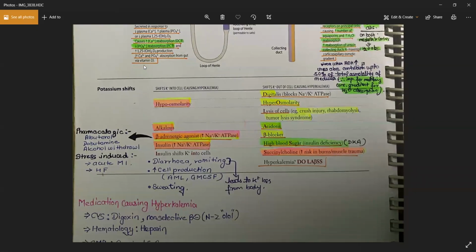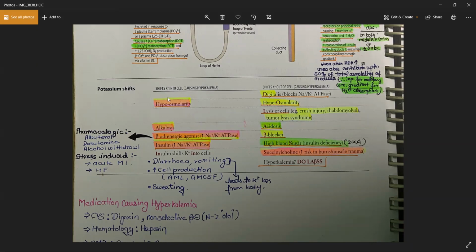Yes. Then you have the potassium shifts. You need to know all the causes which can cause a transcellular shift of potassium into the cell and out of the cell. You can just remember them by some diseases. For example, think about hyperglycemia, diabetes. In the hyperosmolar state, you have an outward shift of potassium from the cell, causing hyperkalemia. Similarly, opposite to hyperosmolarity, a hypoosmolar state shifts potassium inside the cell, causing hypokalemia.